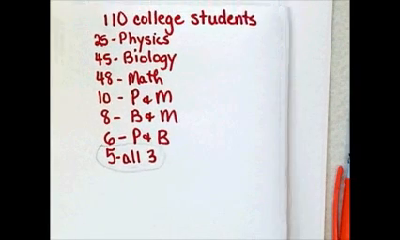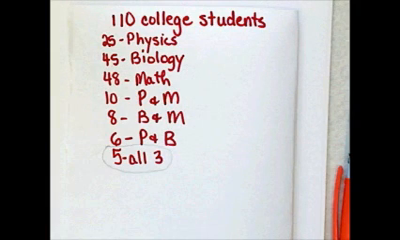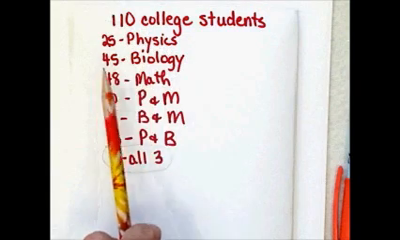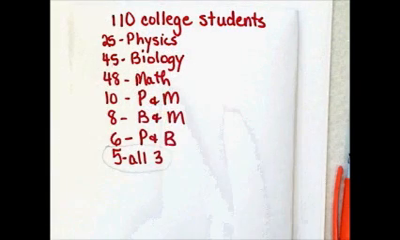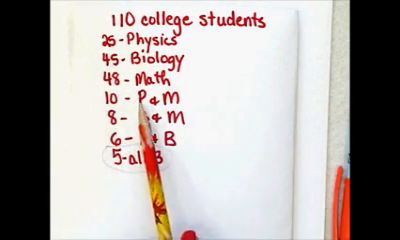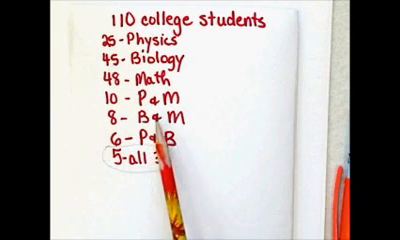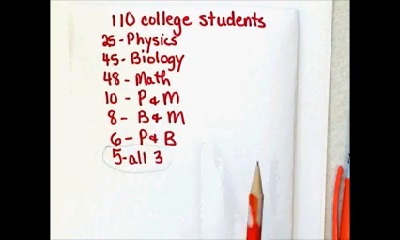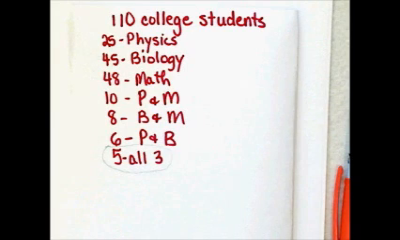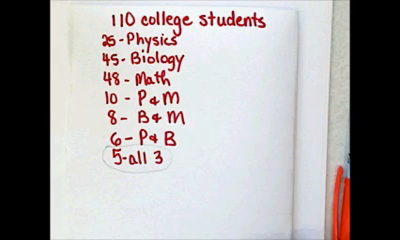Okay, basically I have a set problem. I have 110 college students, and this identifies how the breakdown of 110 students is in terms of courses they take. 25 took physics, 45 biology, 78 math. Now, 10 students took physics and math, 8 students took biology and math, 6 students took physics and biology, and 5 students took all three. So our problem is to identify how many students of those 110 students were not enrolled in any of those courses.